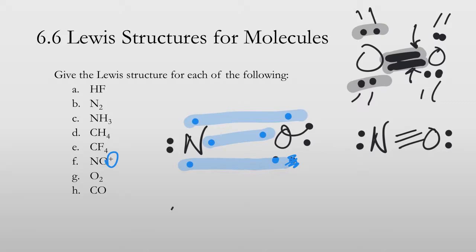Carbon monoxide, we've got carbon, which has 4 electrons around it, oxygen, which has 6. So 1, 2, 3, 4, 1, 2, 3, 4, 5, 6.